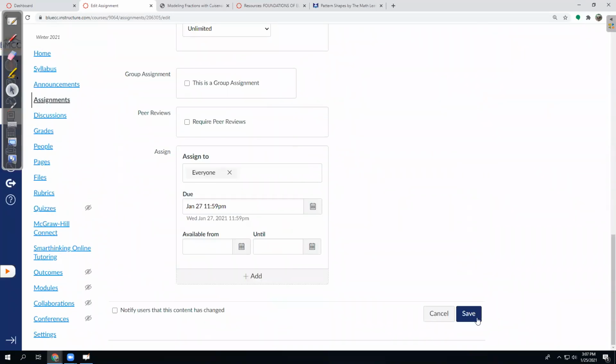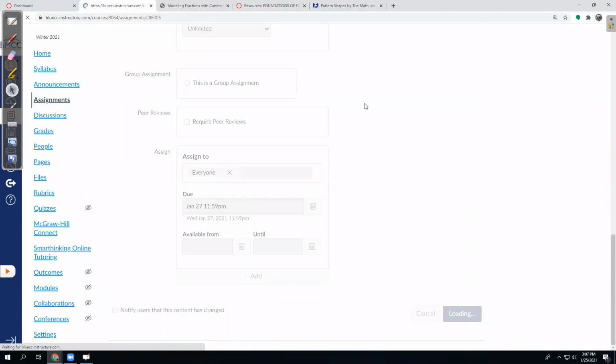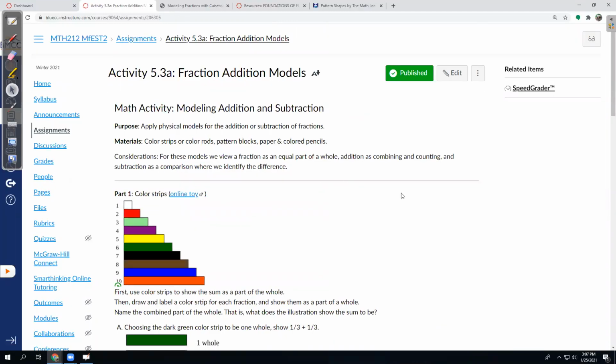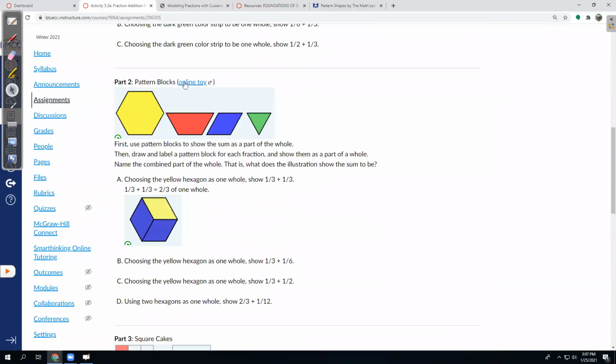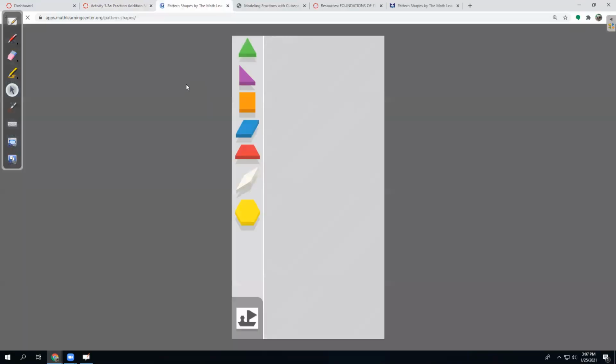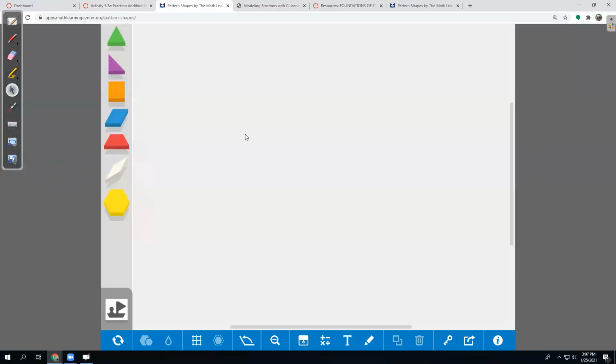So if somebody else out there in class could do me a huge favor, get on over to activity 5.3a, fraction addition models, and down to part 2, and make sure this works for you too, that when you click that online toy, it takes you to the Math Learning Center instead of the Math Playground. Cool.